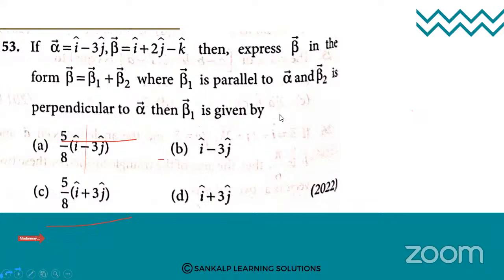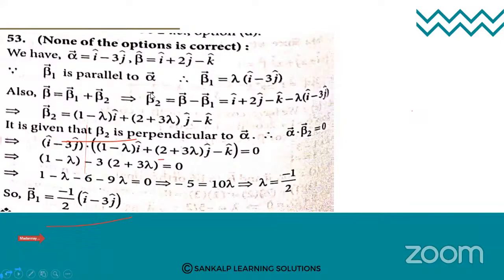So when we simplify, see here beta 1 is parallel to alpha, and then beta 1 is equal to lambda times (i minus 3j). So beta can be written as beta 1 plus beta 2, and when we simplify, we get it like this.